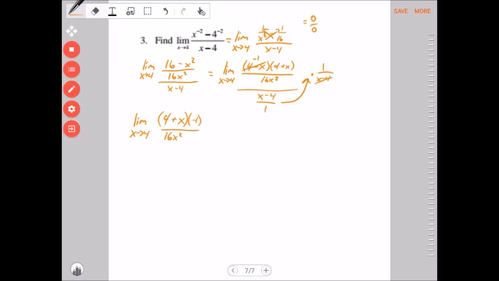The 0 over 0 is gone now, so now we just have to put the 4 in, multiply and divide to get our final answer. So this is going to be 4 plus 4, which is 8, times negative 1, which is negative 8, and then 16 times 4 squared. So when we type that in, that's of course 256. So 16 times 16. And of course that reduces to negative 1 over 32. So that is our final answer. All right, guys, thanks. We'll see you next part.